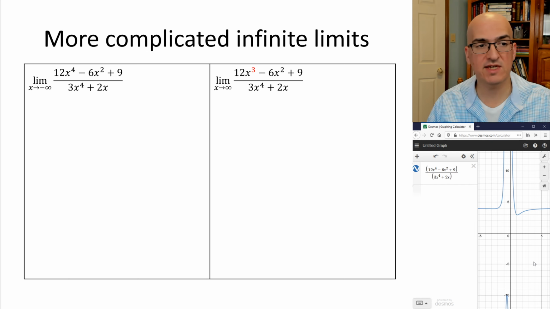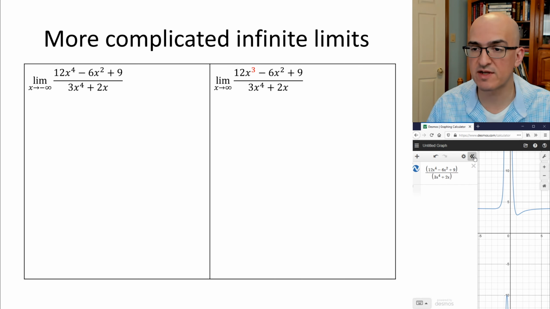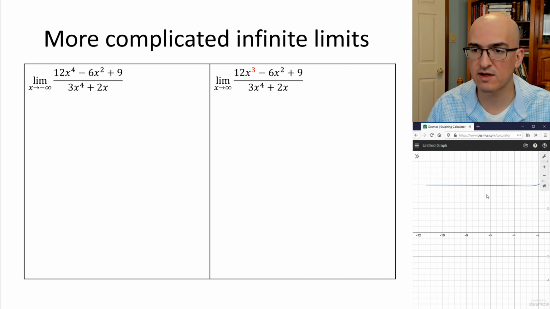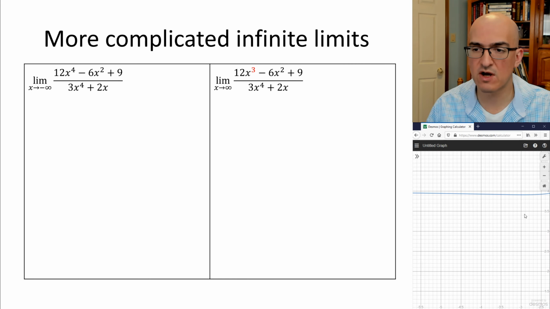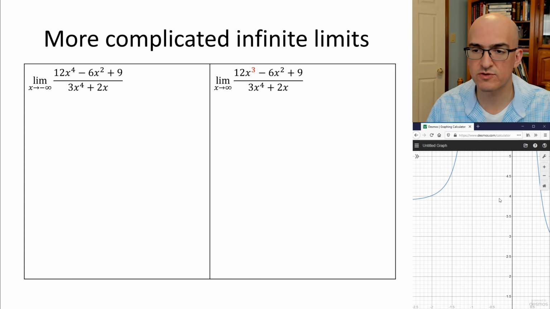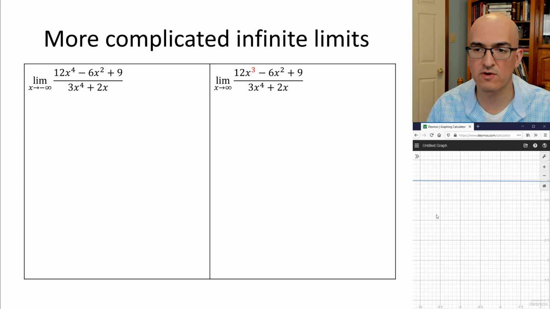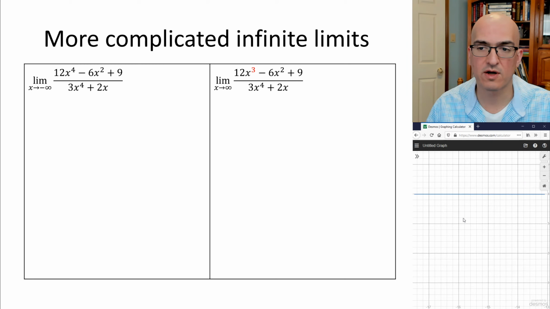But the question isn't asking about that. It's what's happening as x goes to minus infinity. So what's happening out this way? And look at what's happening. The function is leveling off. It's getting closer and closer and closer to a y value of 4. If you follow it across, it's approaching 4.